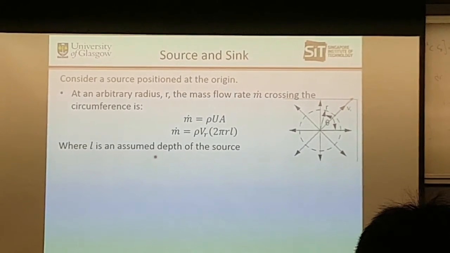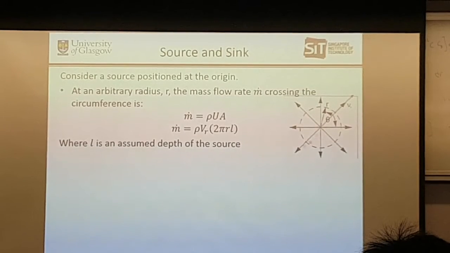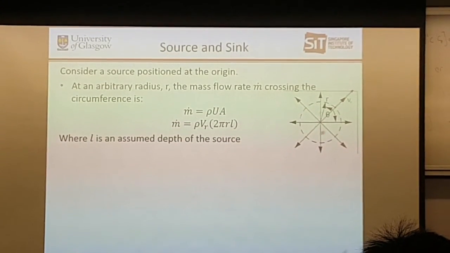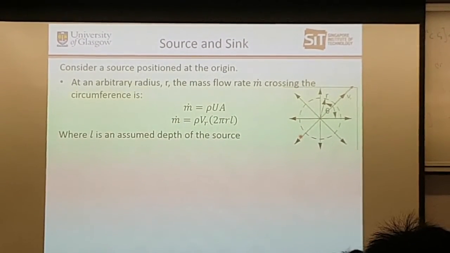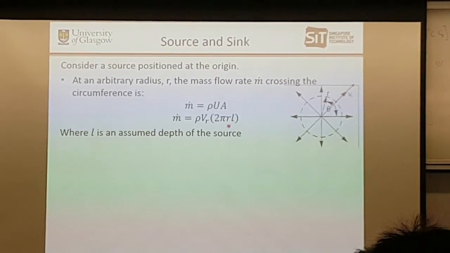L is just an assumed depth of the source, because area must be two-dimensional. So to me, if you can imagine this to be going into the paper with a certain depth L, that's why it's 2 pi r L here.